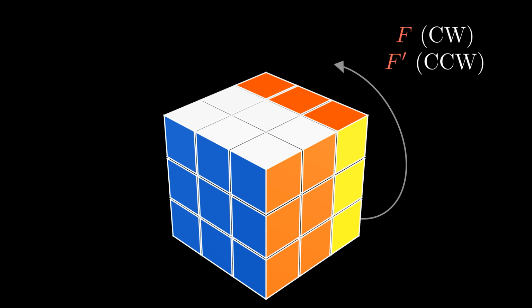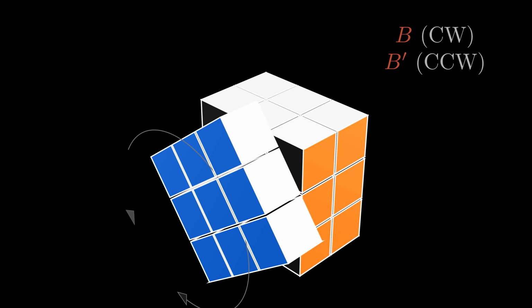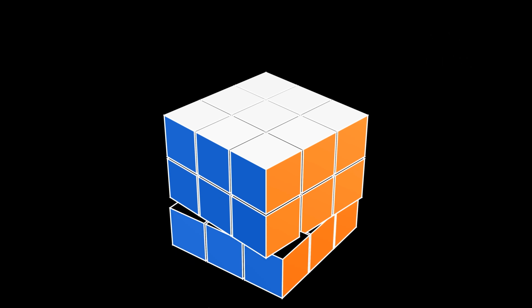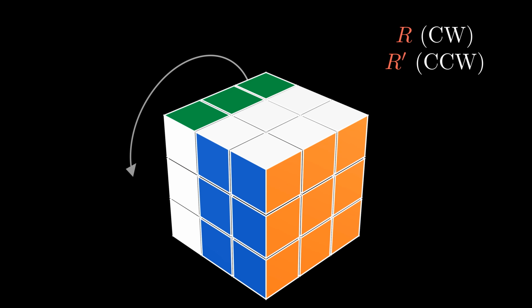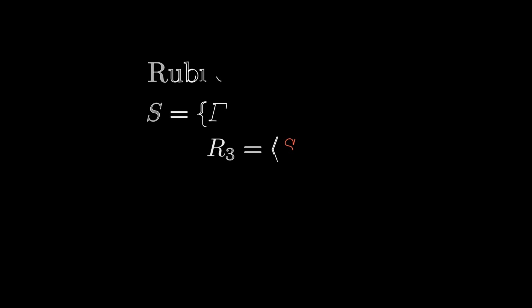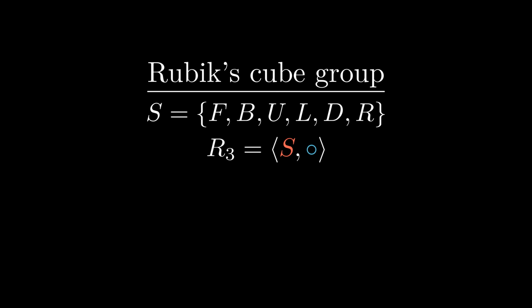Say we have a Rubik's Cube, like the one on screen right now. For each of the 6 faces, we have a clockwise and a counterclockwise rotation that we can perform. Each of the clockwise rotations, all 6, will form the generating set of the group R3, the Rubik's Cube group.